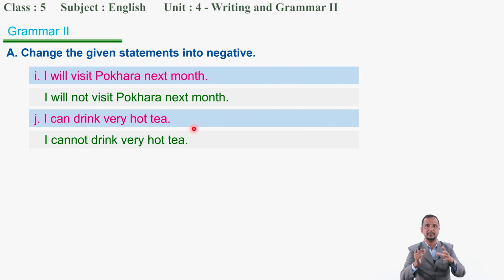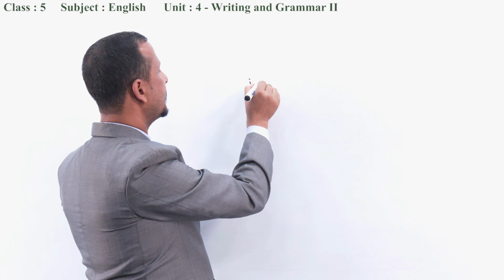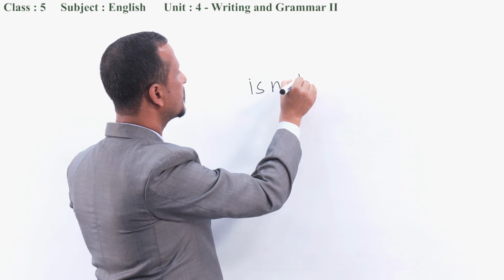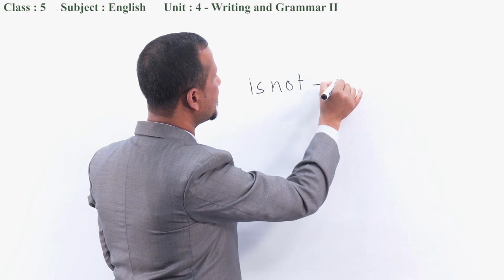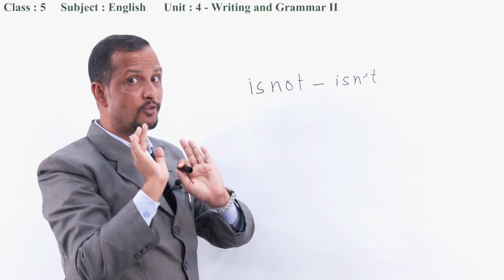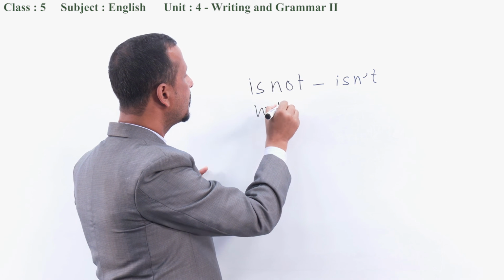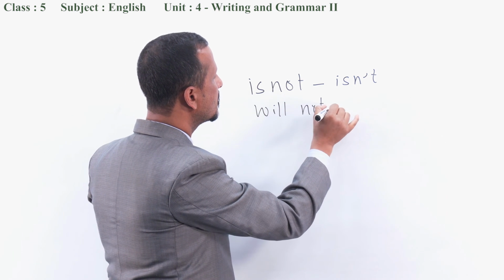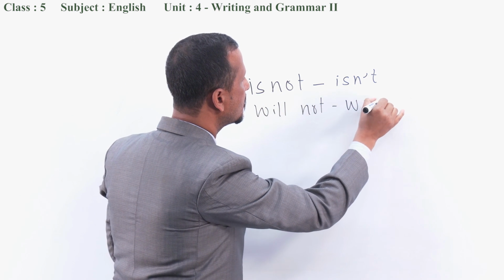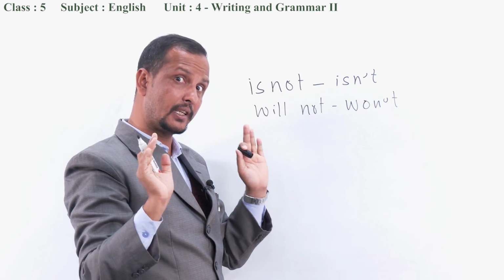Well, dear students, one more thing I have to clarify a little bit. Sometimes for negative, we may use the short form. How? See here, is not can be written isn't. The meaning is the same. Do not worry for that. Like, will not, won't. It doesn't have a different meaning, same meaning.